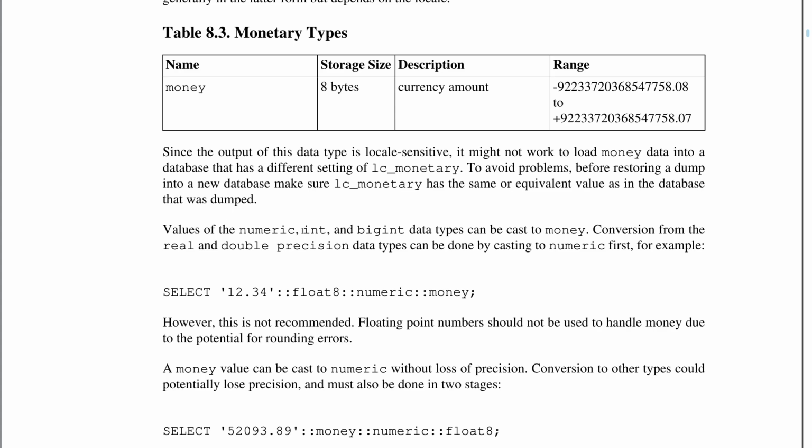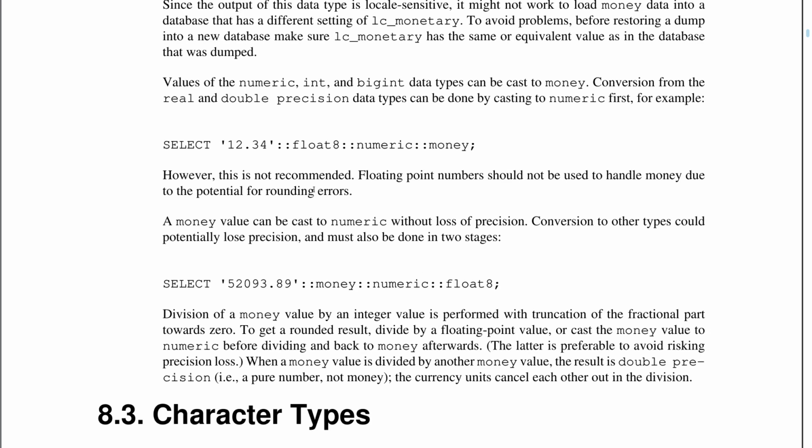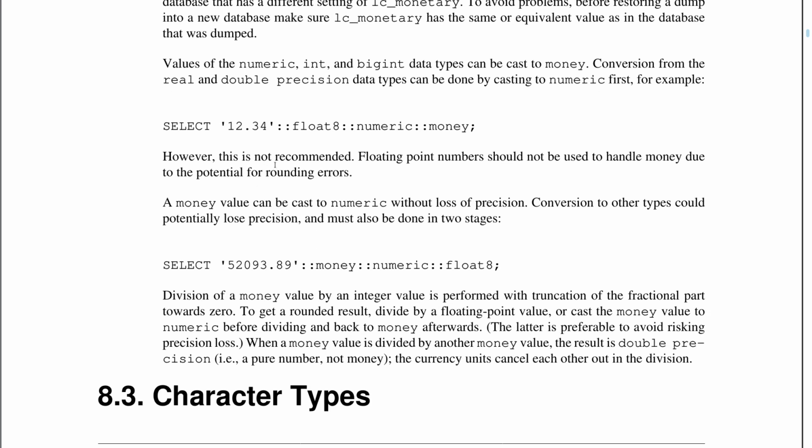Values of the numeric, int and bigint data types can be cast to money. Conversion from the real and double precision types can be done by casting to numeric first. For example, select 12.34::float8::numeric::money. So in this case, a float8 value was cast to numeric, which was then cast to money. However, this is not recommended. Floating point numbers should not be used to handle money due to potential for rounding errors.